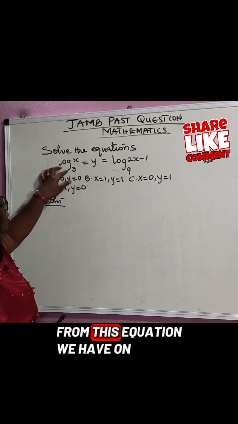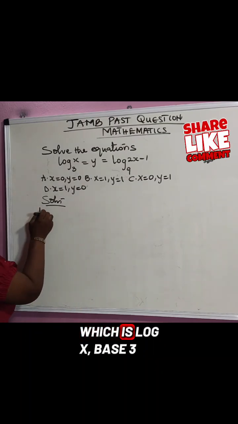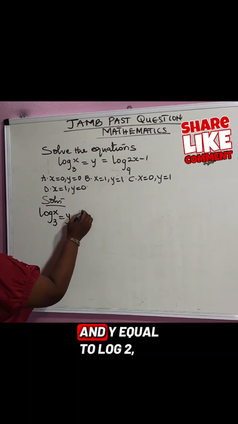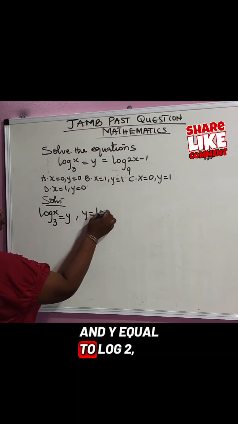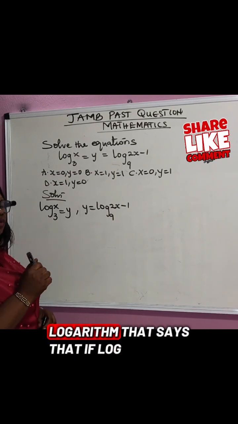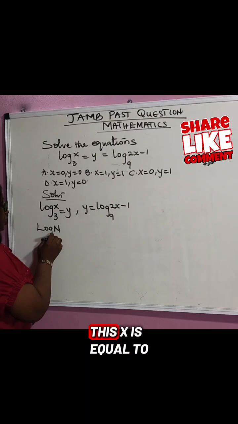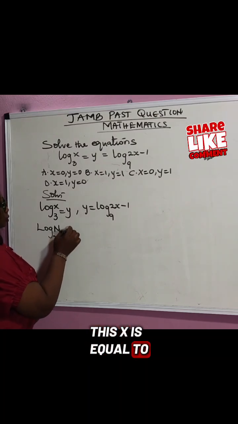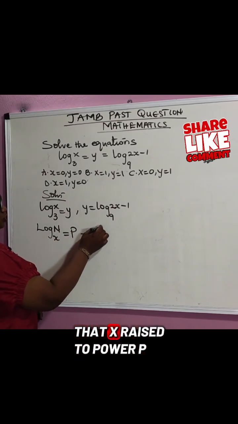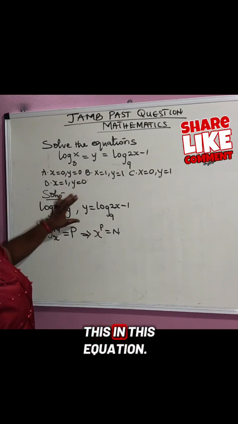Okay, from this equation we have on the board, we are going to derive two equations, which is log x base 3 equal to y and y equal to log 2x minus 1 base 9. Remember the law of logarithm that says that if log n base x is equal to p, this implies that x raised to power p is equal to n. Now we are going to apply this in this equation.